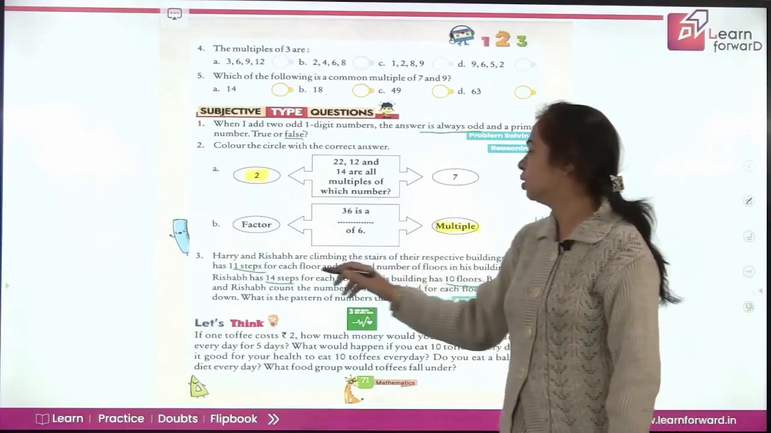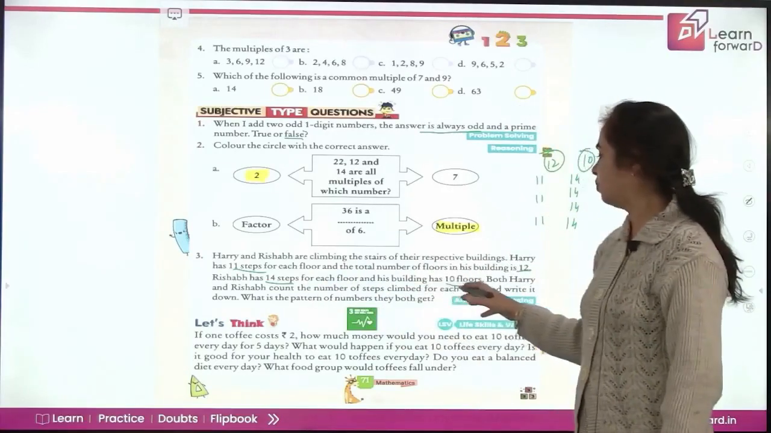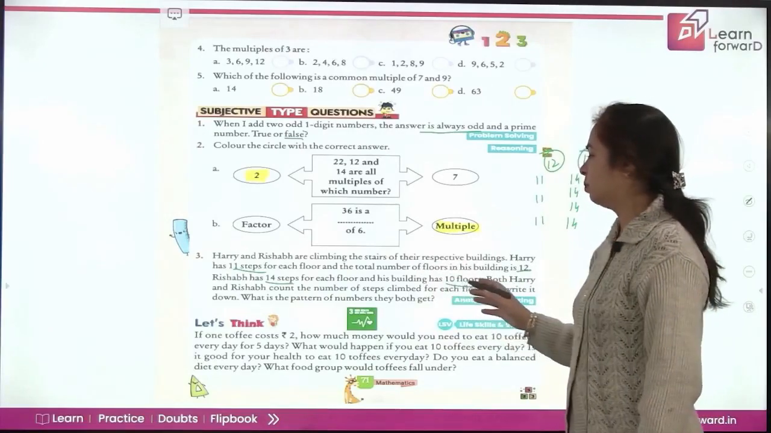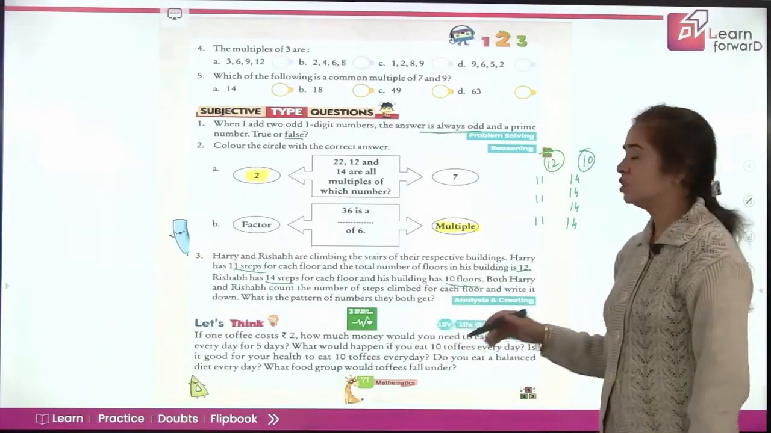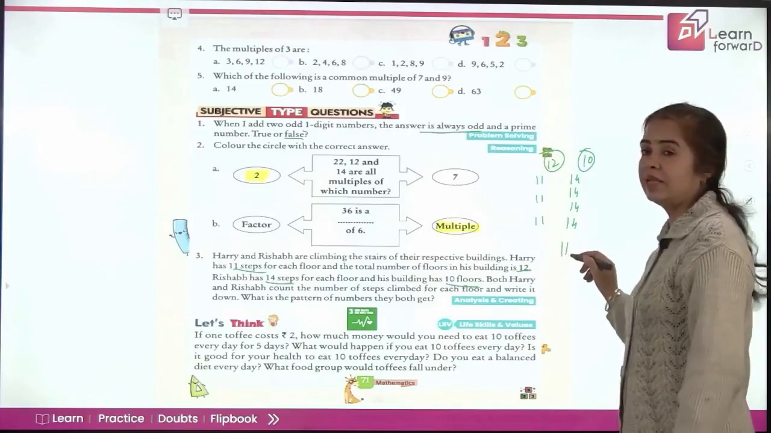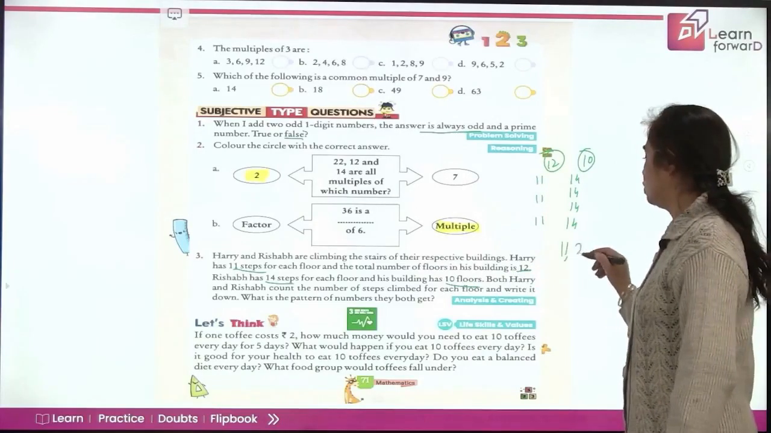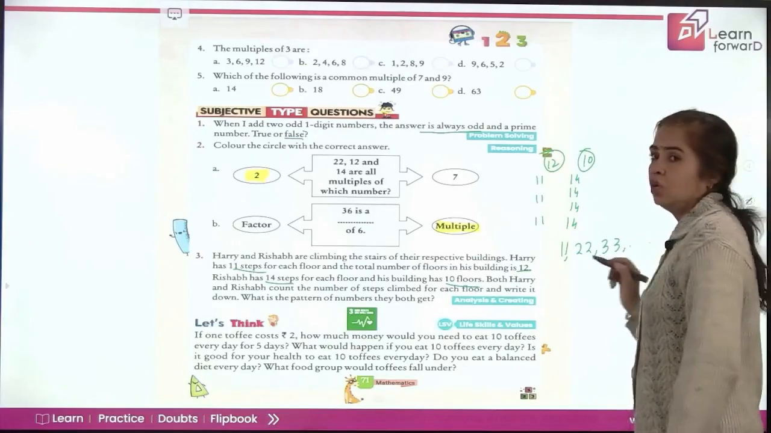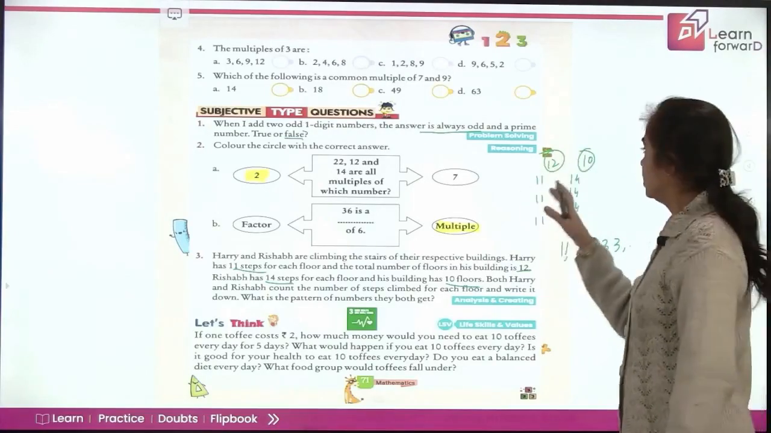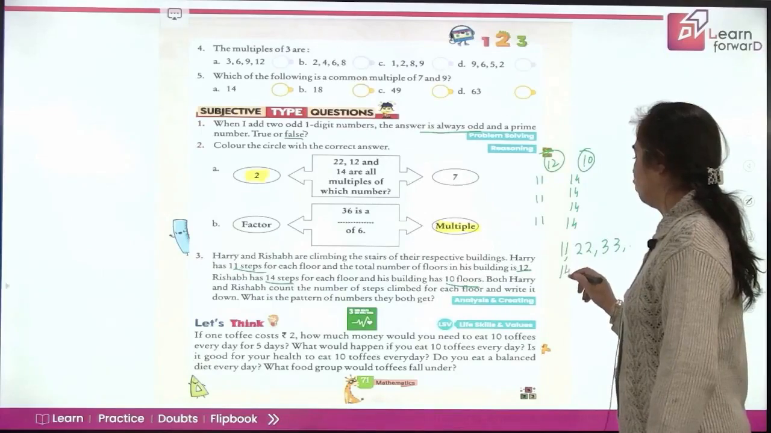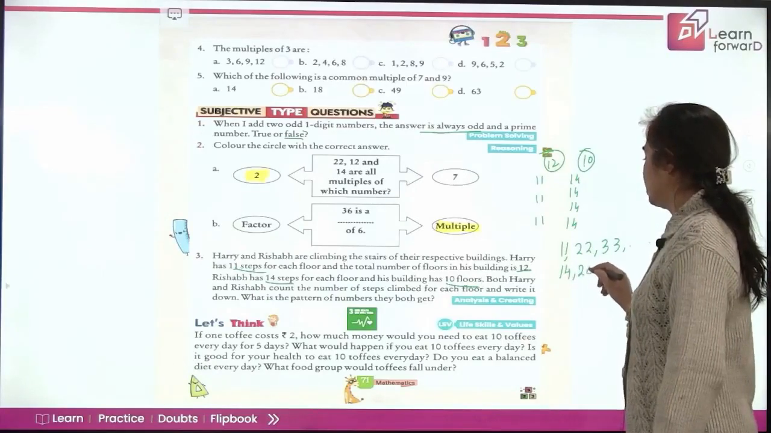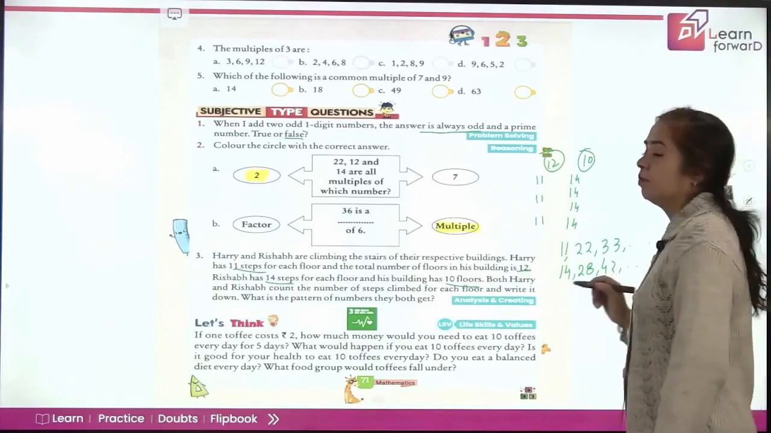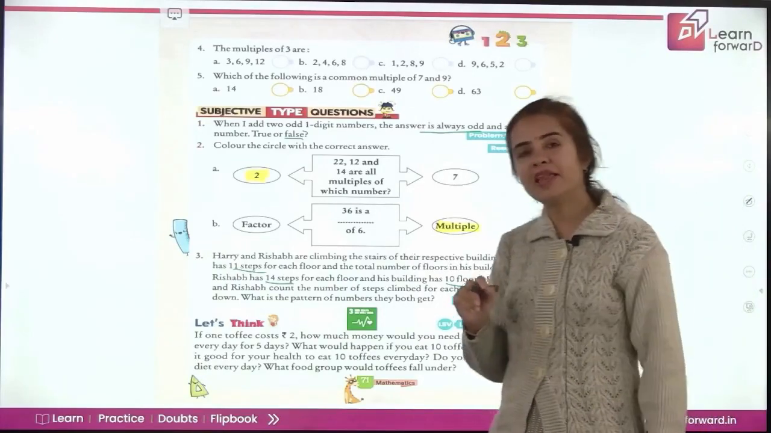So both count the number of steps climbed for each floor and write it down. What is the pattern of numbers they both get? So just see 11. Then for the next floor total, he'll be going for 22, then 33 like this. You'll be going up to 12 floors. Similarly, you will be doing for 14: 14, then 28, then 42, and complete the pattern up to 10 floors.